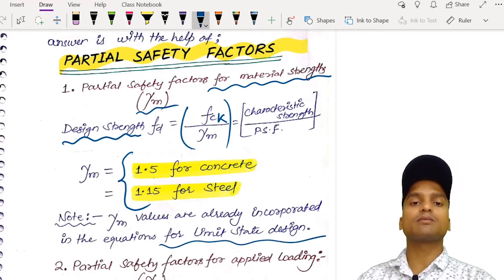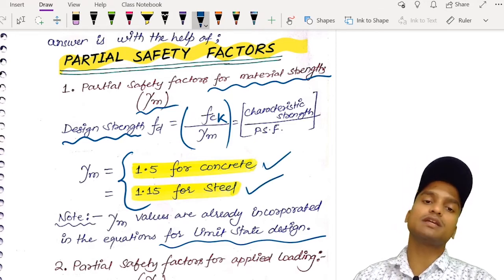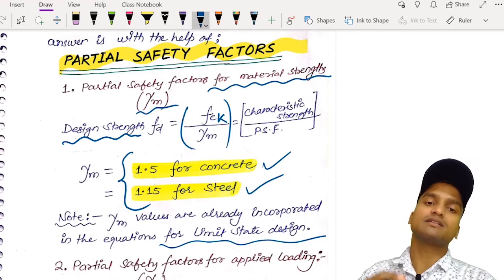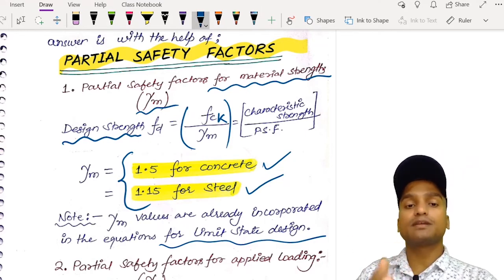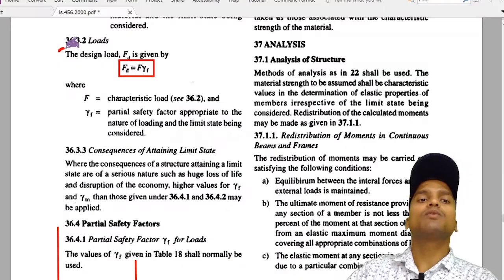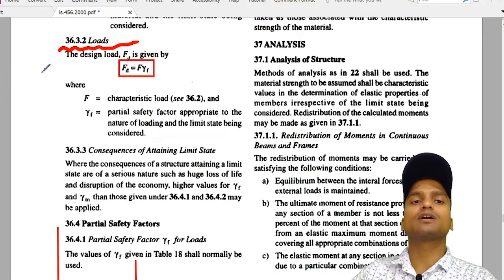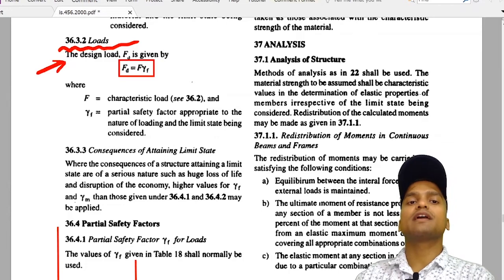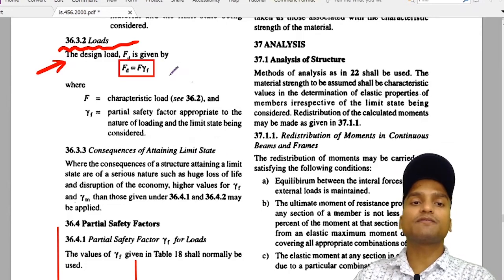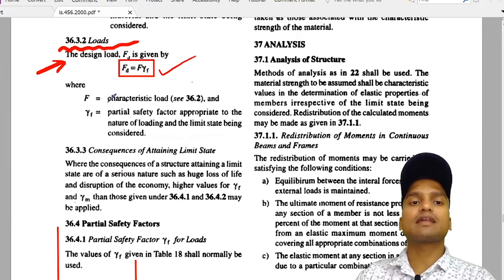ये इक्वेशंस जब हम IS कोड से यूज करेंगे तो उनमें ये दोनों वैल्यूज़ ऑलरेडी इनकॉर्पोरेटेड हैं, हमें अलग से यूज नहीं करना है. But this is very important to understand these values because you will easily understand the proofs of those equations. Now how do we calculate the design loads? So it is written in the IS code that the design load FD is given by F times gamma f, and capital F is characteristic load, and gamma f is what?